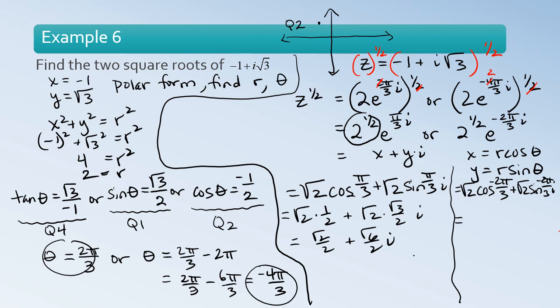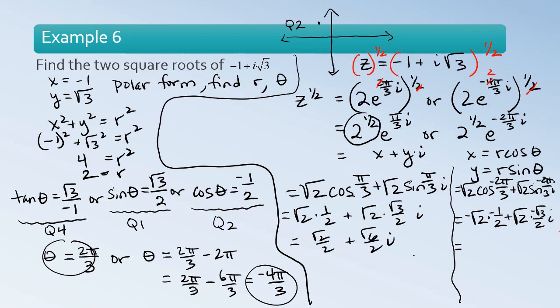The other answer is going to be, what is the cosine of negative 2 pi over 3? Think about that for a second. Pause the video if you need to. The answer to that is negative 1/2. And what is the sine of negative 2 pi over 3? The answer to that is negative root 3 over 2.